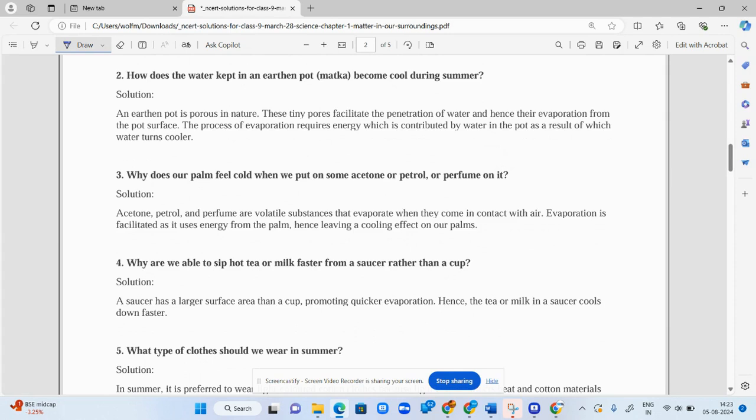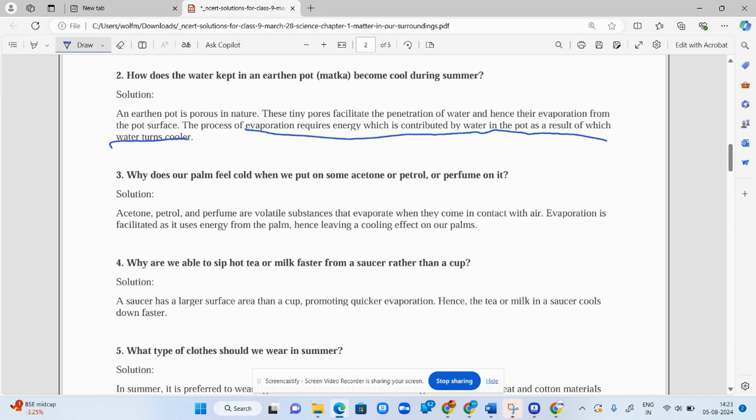So in the process of evaporation, what happens? It takes up the energy from the surroundings, right? So as a result, evaporation leads to cooling. That's why it brings chillness to the water. That's it. Is it clear? But here the answer is: evaporation requires energy which is contributed by the water in the pot, as a result of which the water turns cooler. So the energy comes from the water, and so the water gets cooled.